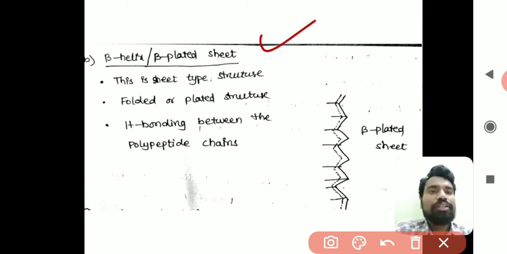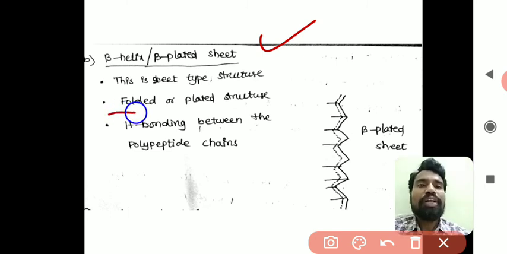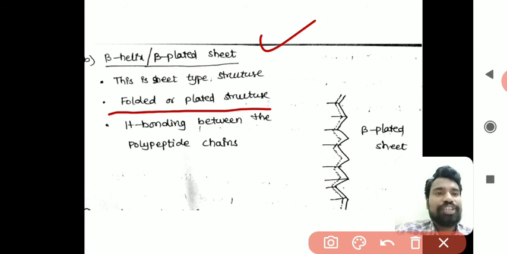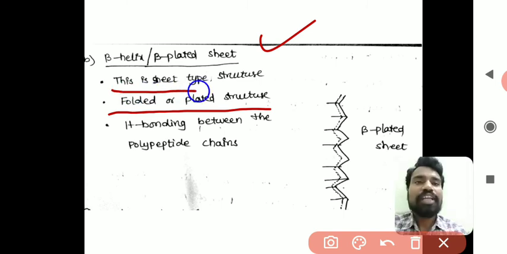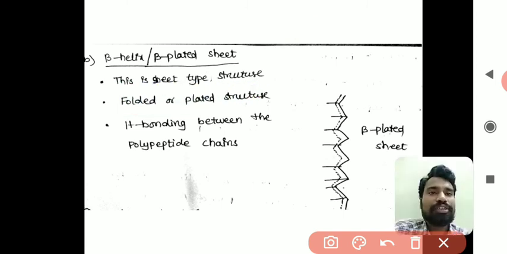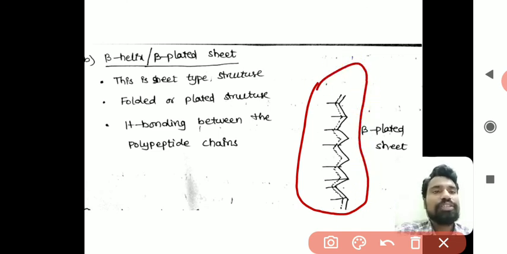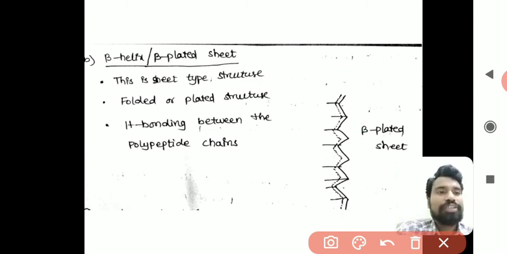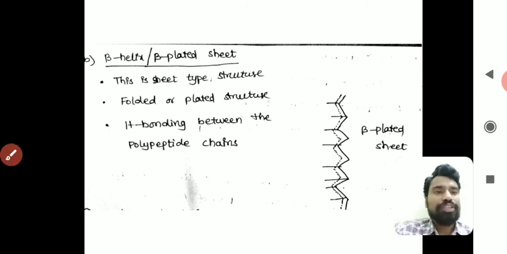So here this beta pleated sheet would be formed because of the folding or pleated structure of polypeptide chains. So this is nothing but a sheet-like structure. There is hydrogen bonding interactions between the two polypeptide chains. So this is the beta pleated sheet structure, like sheets. This is the secondary structure of proteins.